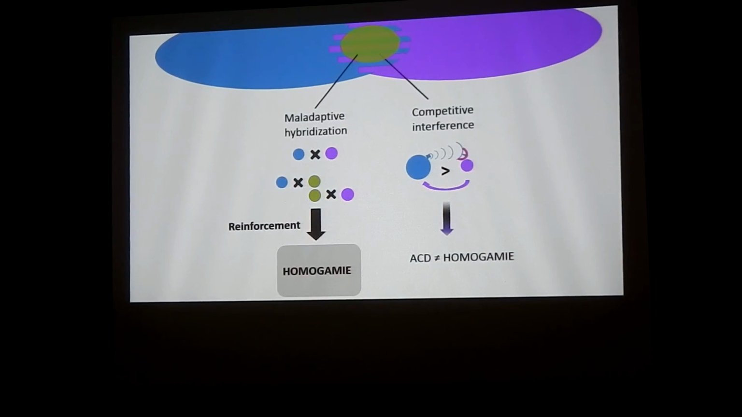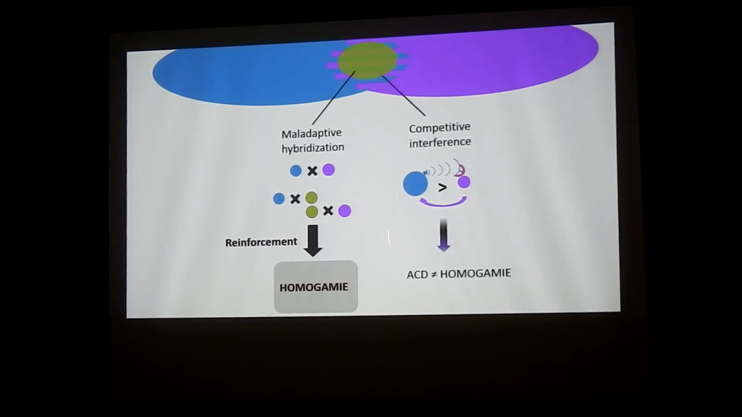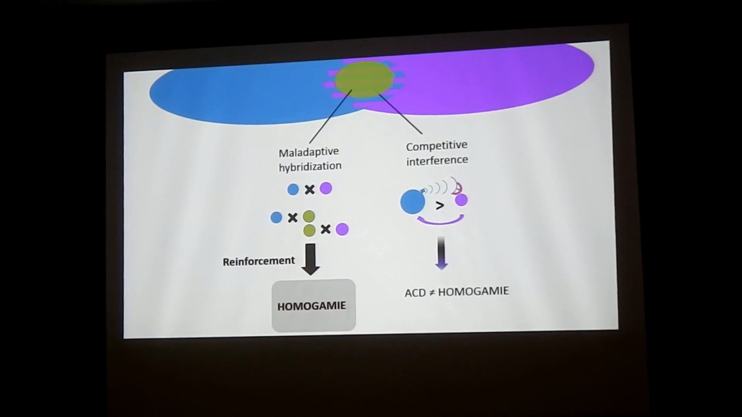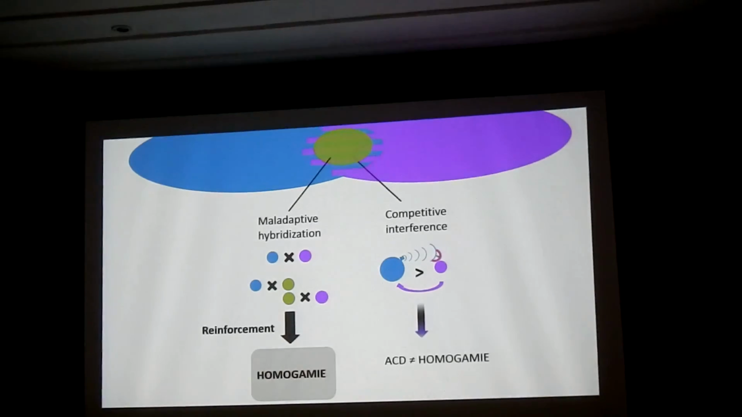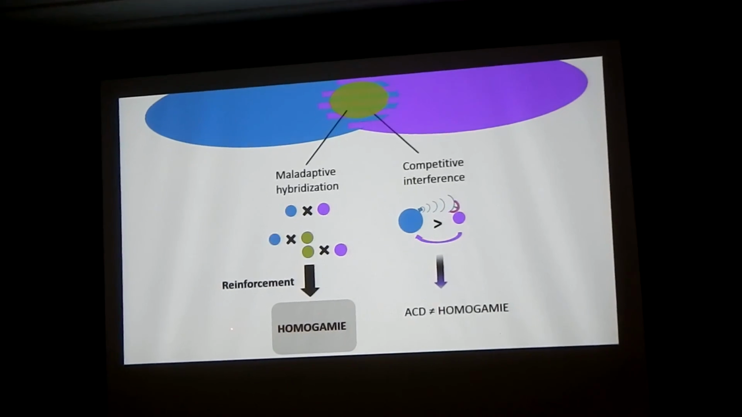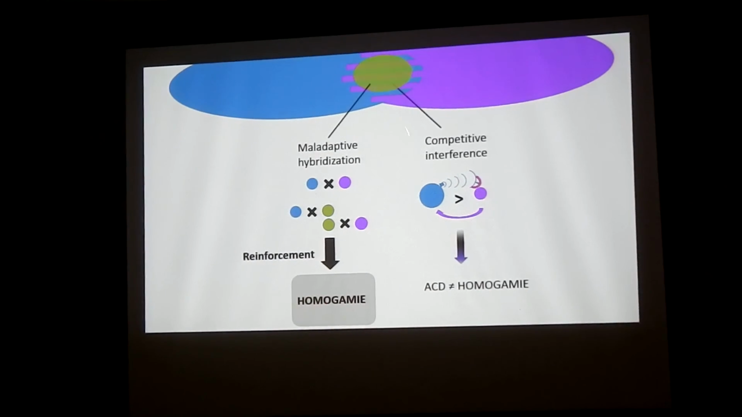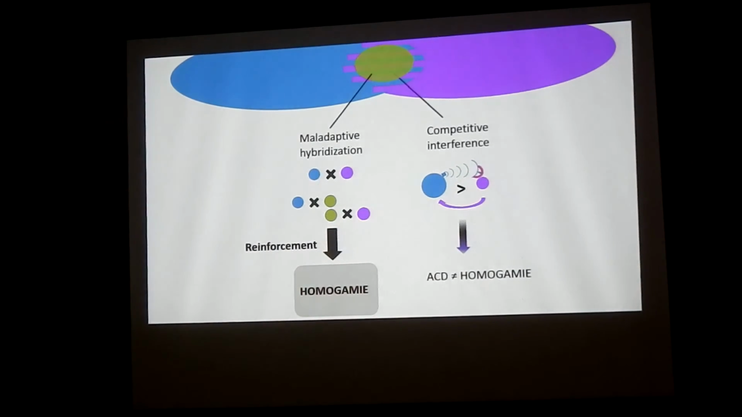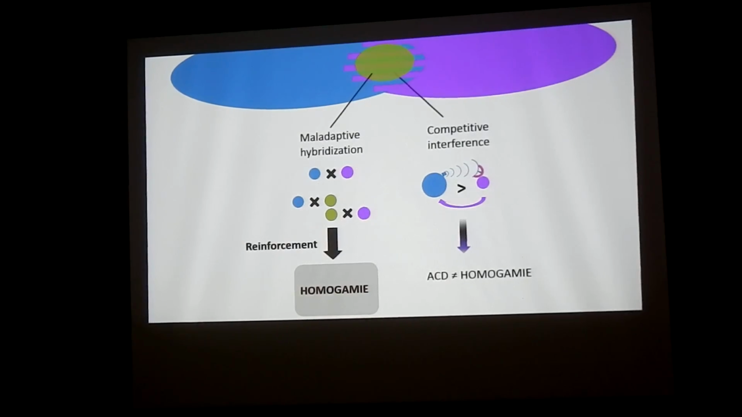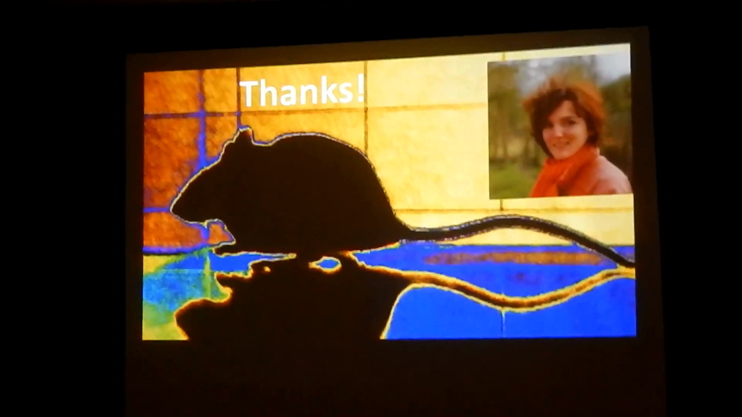So in the case of the house mouse, this doesn't seem to be the case. There is some character displacement, but it doesn't seem to be influencing species recognition. However, the reinforcement hypothesis still seems to be strong in that case so far. Thank you.